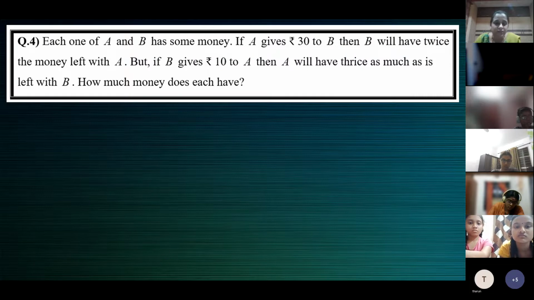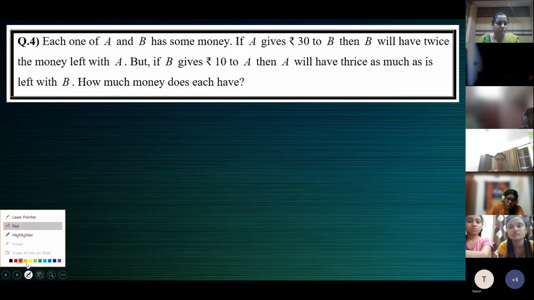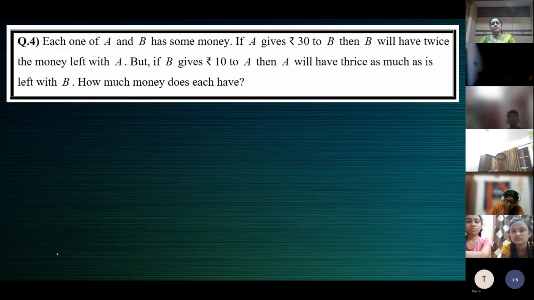Each one of A and B has some money. How much they have is not given. Each one of A and B has some money. I don't know if it is has or have. Okay, it looks like have some money.